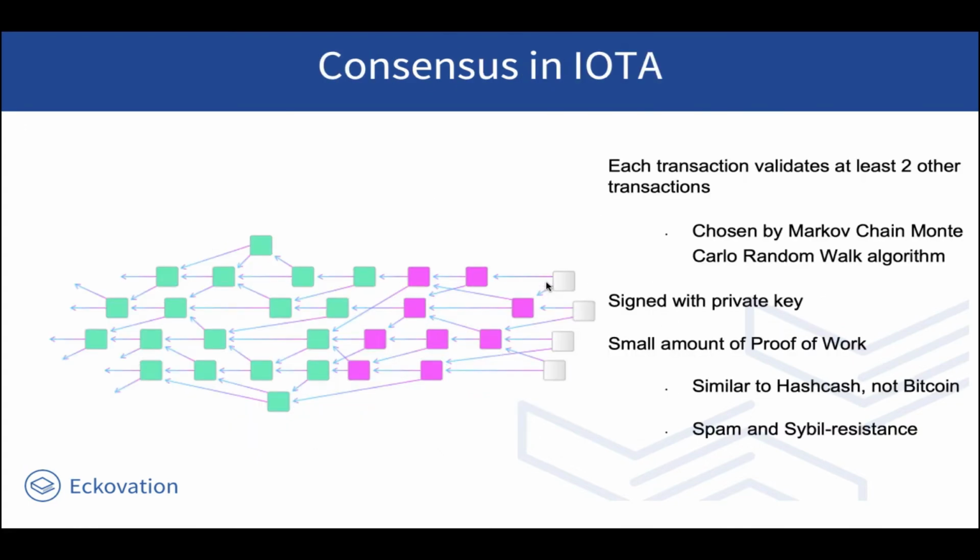Consensus in IOTA: each transaction validates at least two other transactions, chosen by the Markov chain Monte Carlo random walk algorithm. So that's the name of the algorithm which makes them choose which transaction to validate. Signed with private key, it also contains cryptography. A small amount of proof of work similar to Hashcash is being done, but not like Bitcoin. It is here to prevent spam and for Sybil resistance.